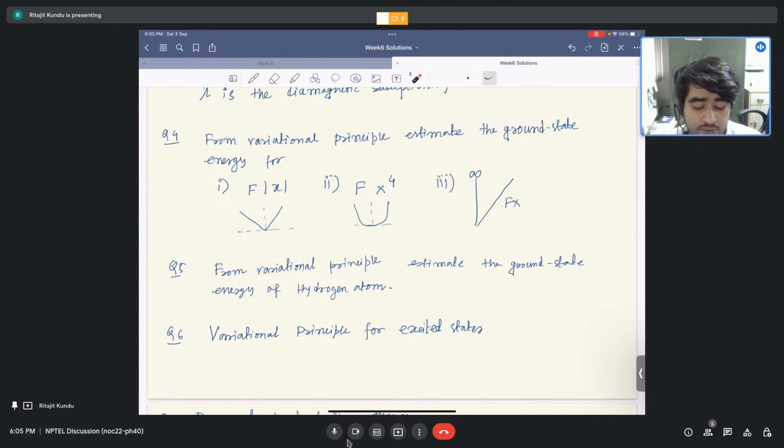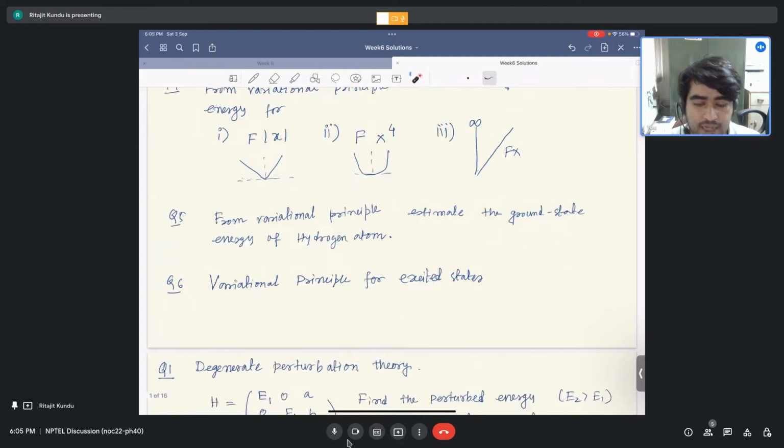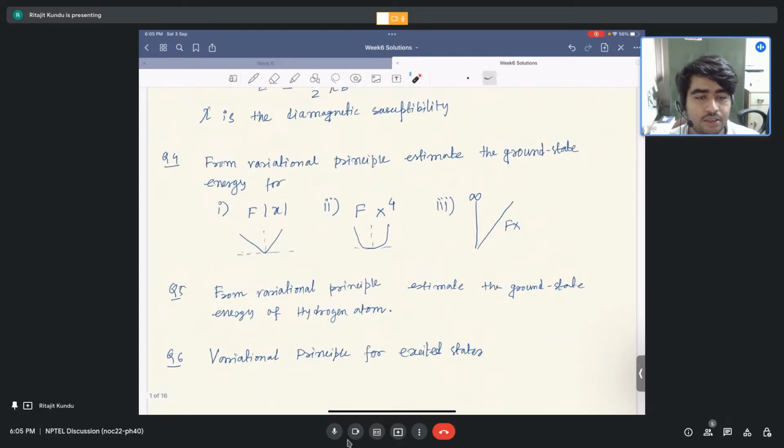We'll start with a trial wave function of the hydrogen atom, and then we'll look into the variational principle of it and estimate the ground state energy with that method. And at the last, I'd like to finish with the variational principle for excited states also. We'll see what that means. At any point, if you have any questions, please unmute yourself and ask.